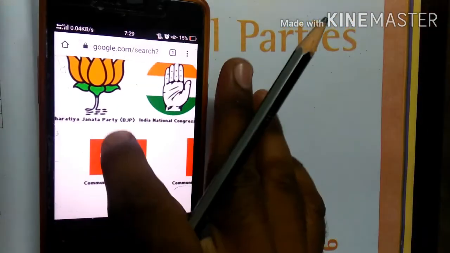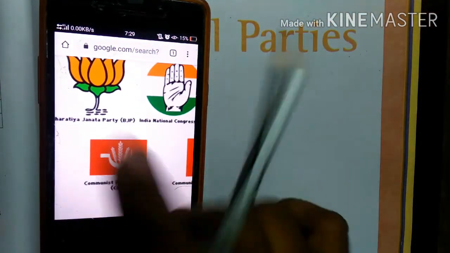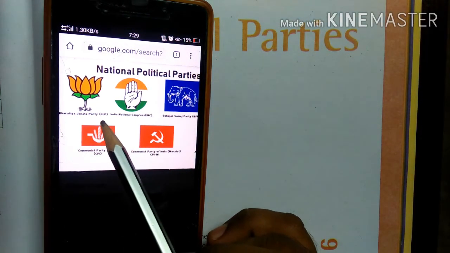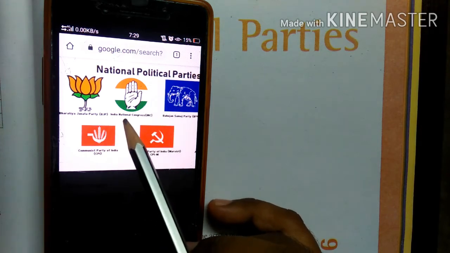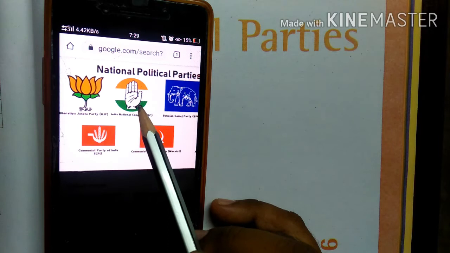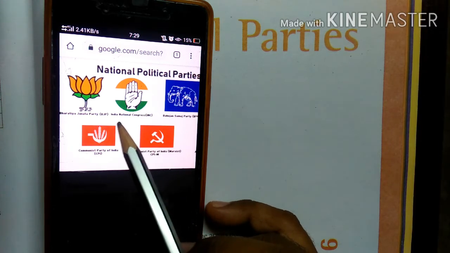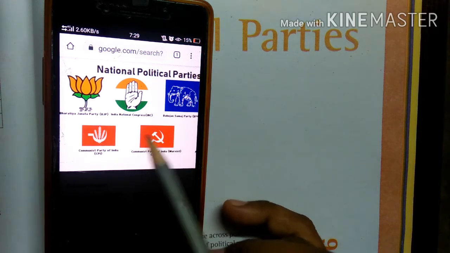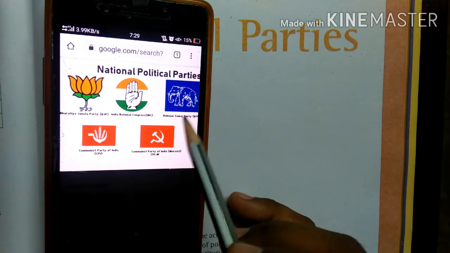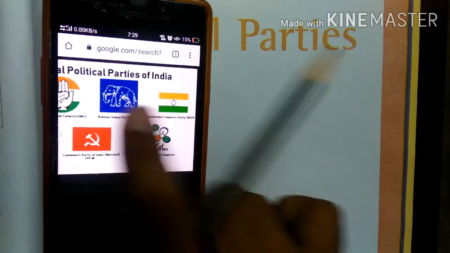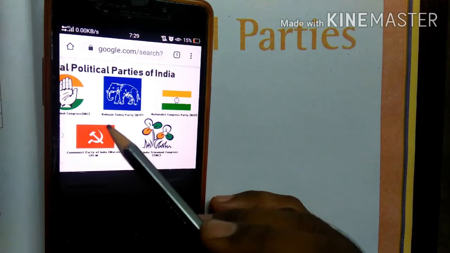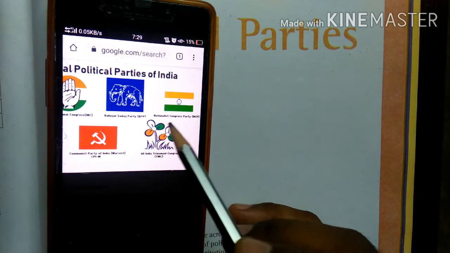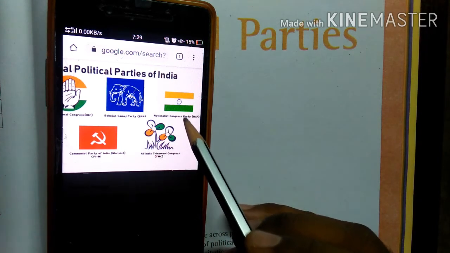See here, first this is a sign of Bharatiya Janata Party, in short BJP. Second one is a sign of a hand, and it is the Indian National Congress, that is INC. Third one is a sign of an elephant, and this is the Bahujan Samaj Party, that is BSP.